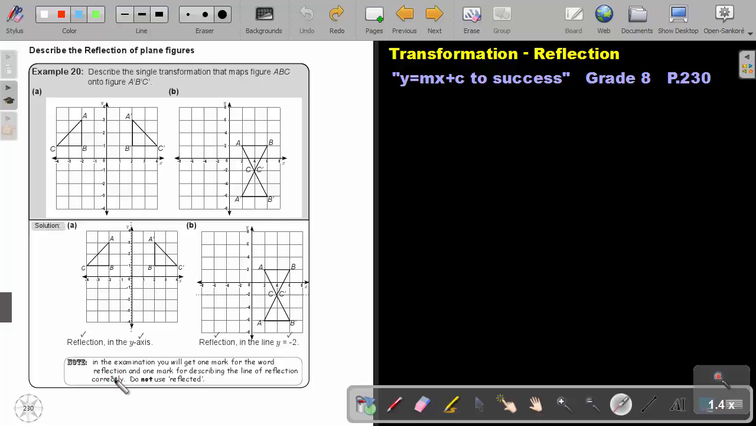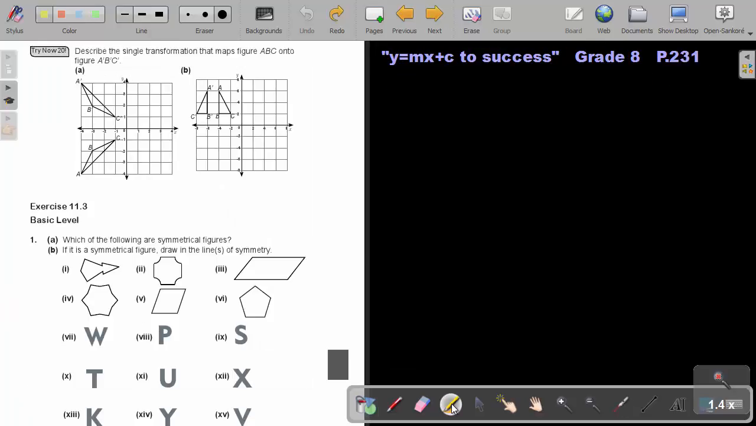Okay. Let's look at an example. Stop the video, do Try now 20, do number A and B, and as soon as you are finished, you can continue with the video. Try now 20. Let's start with number A.